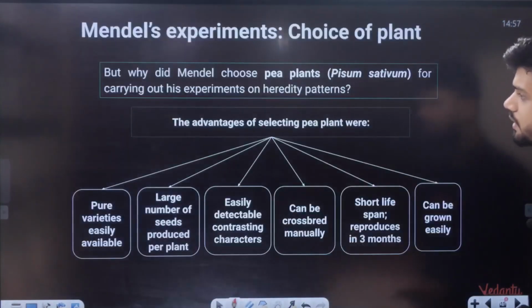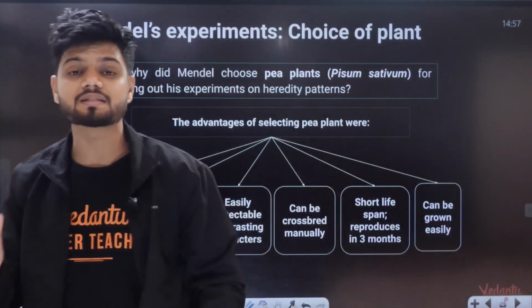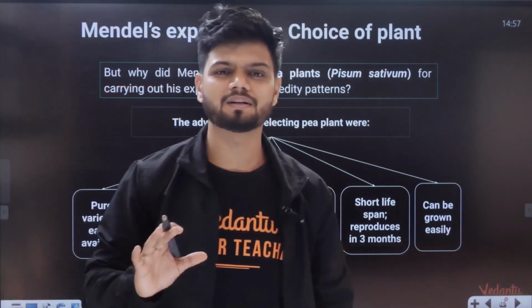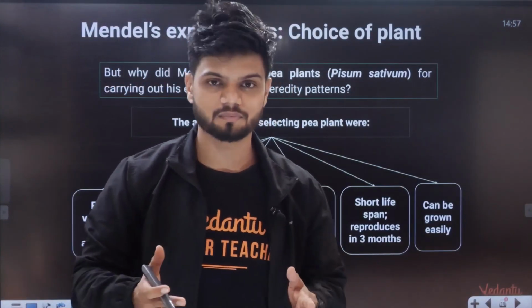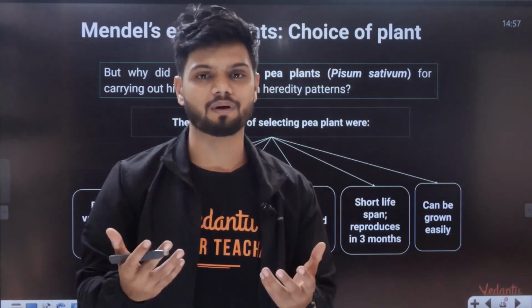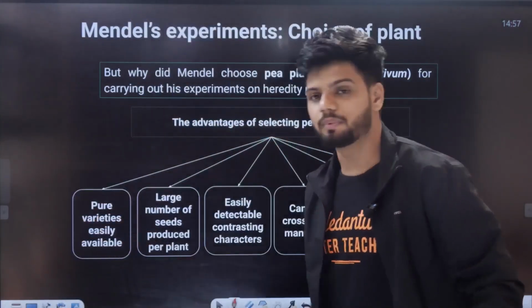Now students, you might ask me, why sir? He could have taken a rose plant, a sunflower plant, a green gram plant, some black gram plant. Why only the pea plant? Because there are certain advantages for a pea plant. What are these advantages? Understand. For example, pure variety is easily available.